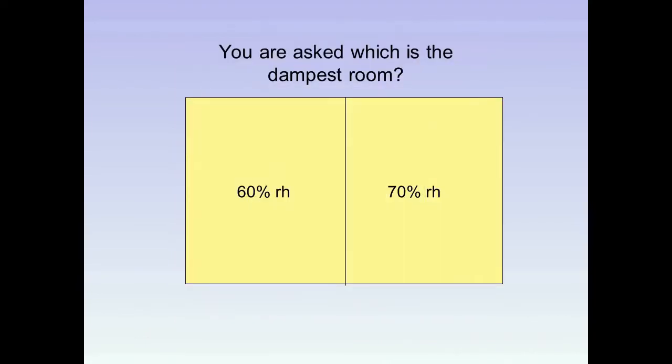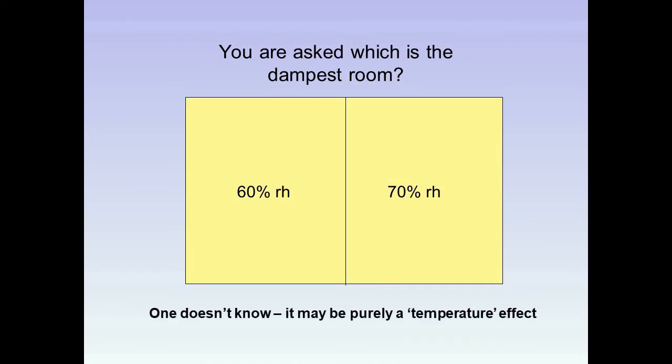So you're sitting in your office and somebody comes along and says, look, I've got these figures, 60% relative humidity in the room on the left and 70% on the right. Which is the dampest room? The answer is you don't know. Why? It may be purely a temperature effect. Relative humidity is affected by temperature.